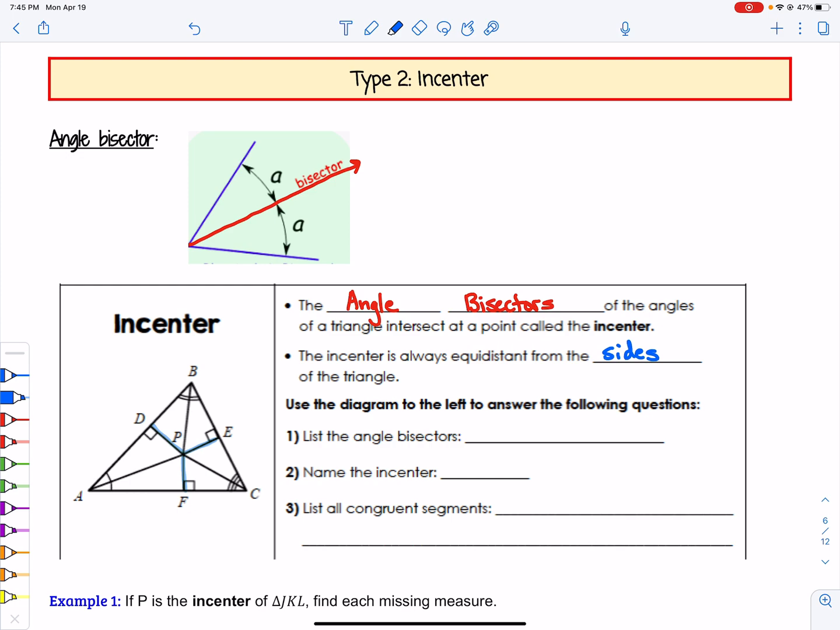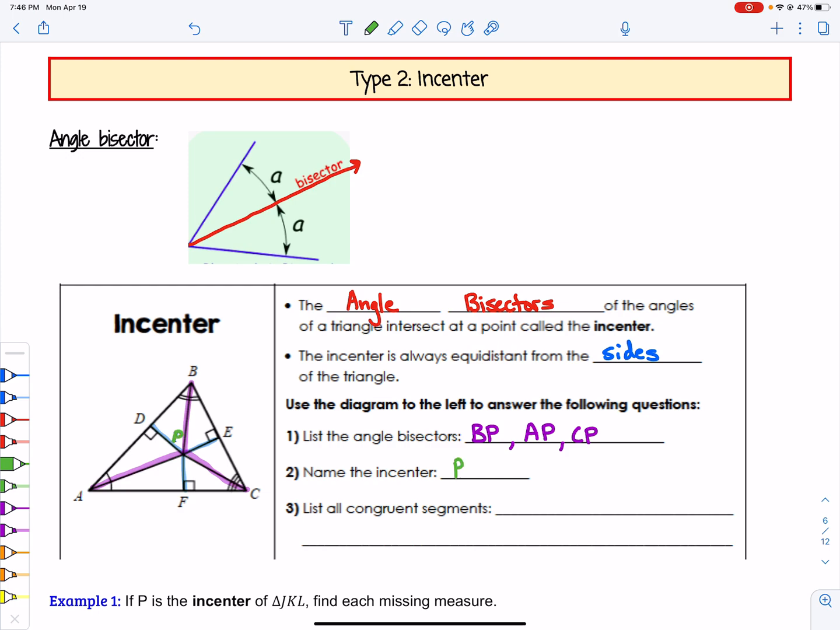So it says list the angle bisectors. So let's do that first. We have angle bisector BP. We have angle bisector AP. And we have angle bisector CP, because they go from the angle through the angle and they break it into two equal smaller angles. It says name the incenter. So the incenter is named in this case P.